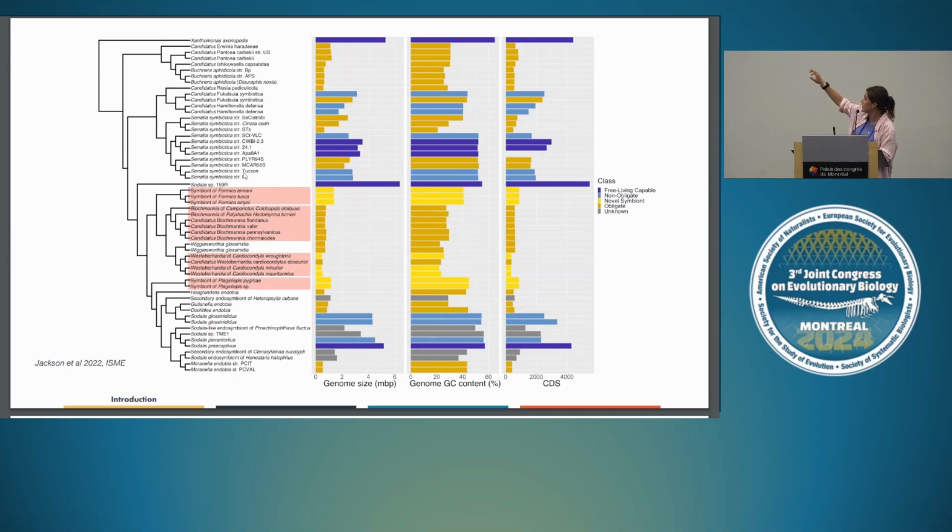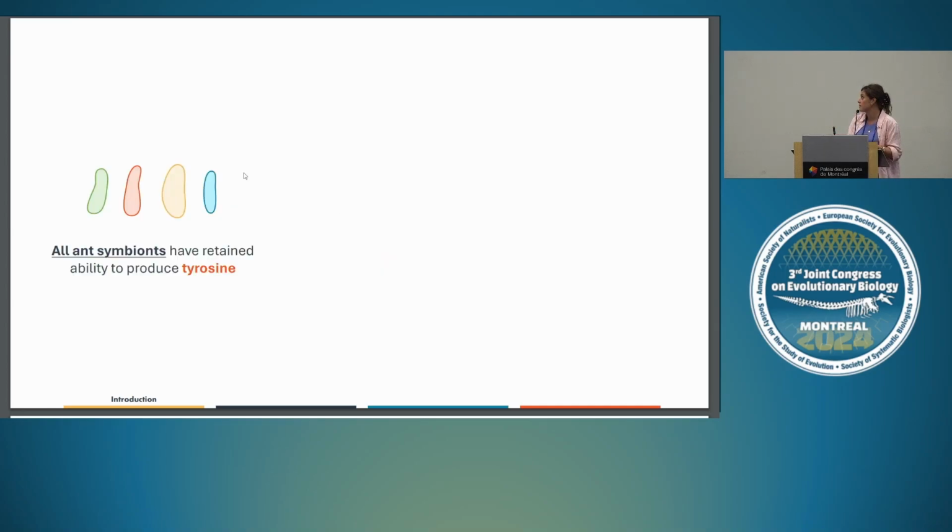So basically the yellow colors in these panels show the obligate symbionts, and the blue colors show free-living or non-obligate. And you can see that all the yellow ones have a very reduced genome size, reduced GC content, and reduced coding regions. So all of these are really strong characteristics that these are obligate symbionts that formed independently in these ants. So even though they've all formed these independently and they've all lost different genes, what all of the symbionts have retained across the ants is the ability to produce tyrosine.